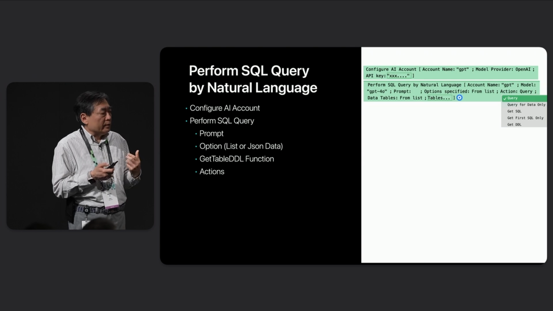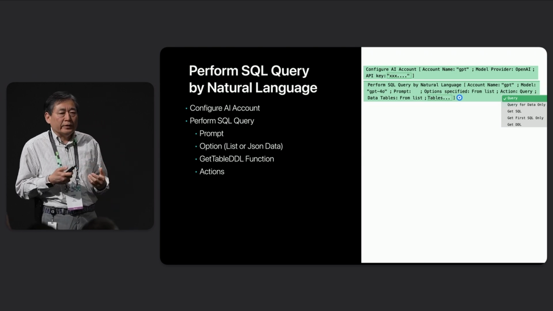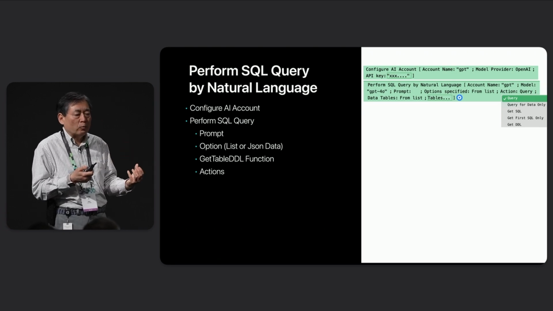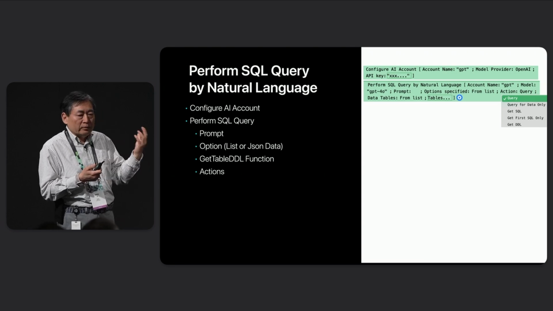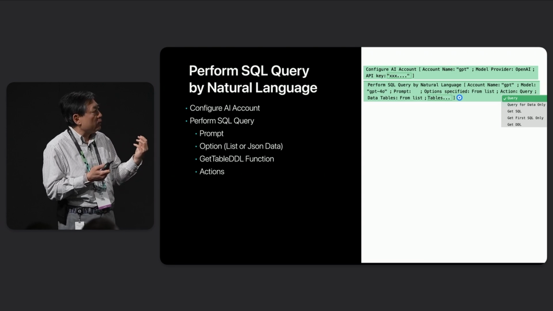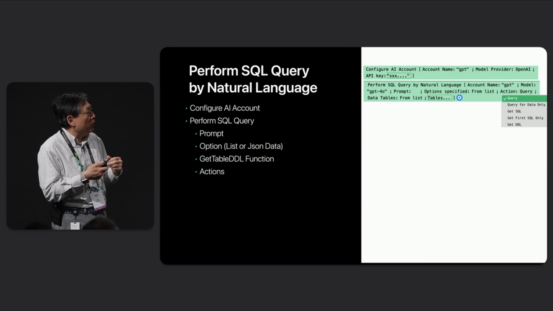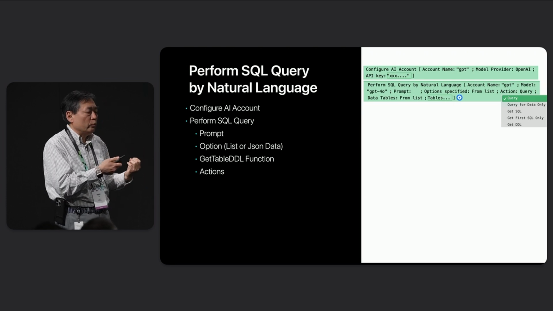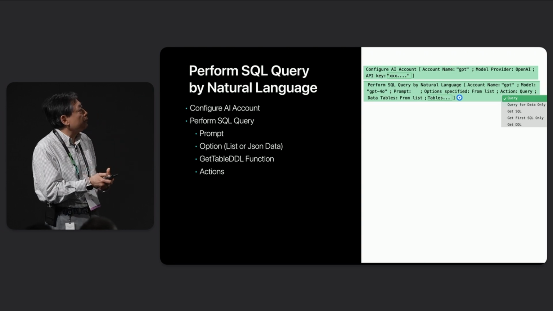Get SQL, Get First SQL Only, and Get DDL are primarily for debugging purposes. If you want to know what kind of SQL the LLM gives back to you, you can use Get SQL or Get First SQL, because sometimes you get multiple SQL statements, so we provide both for you. And Get DDL just retrieves the DDL which the database engine generated for you.